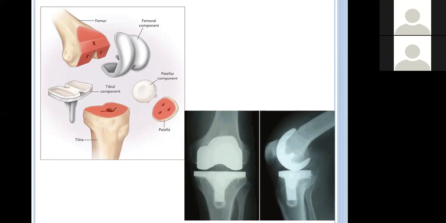Otherwise, they last about 20 years. So if we can get them to 50, most people do fine by 70. Some people need a revision after that, but some people just don't because they're not active enough at that point in time. So the older you can get them, the better it goes.